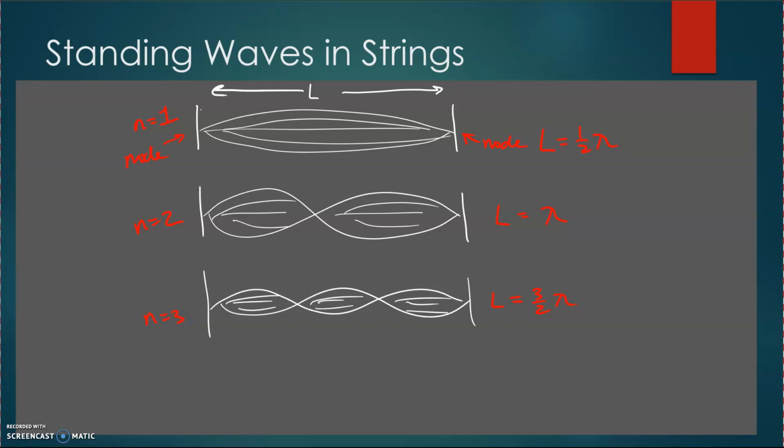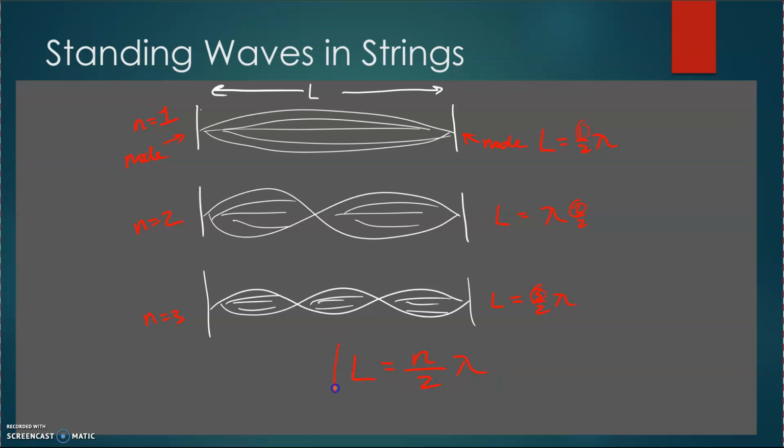And so if you notice, we have a 1 here. Now you can think of this as 2 over 2. We have a 3 here. And so we have a general equation here that for a standing wave in a string, the length is going to be equal to whatever the n number is, divided by 2, times the wavelength of that wave.